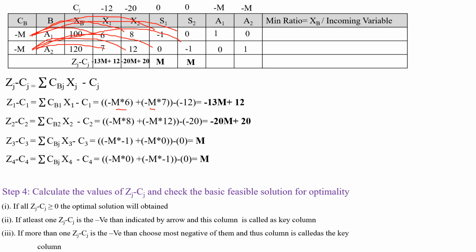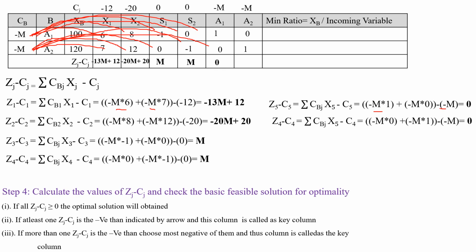Next, to calculate the Z5 minus C5 for the A1 variable, which is equal to minus M into 1 plus minus M into 0 minus minus of M, which is equal to 0. Similarly, we have to calculate the Z6 minus C6 for the A2 variable, which is equal to minus M into 0 plus minus M into 1 minus of minus M, which is equal to 0.